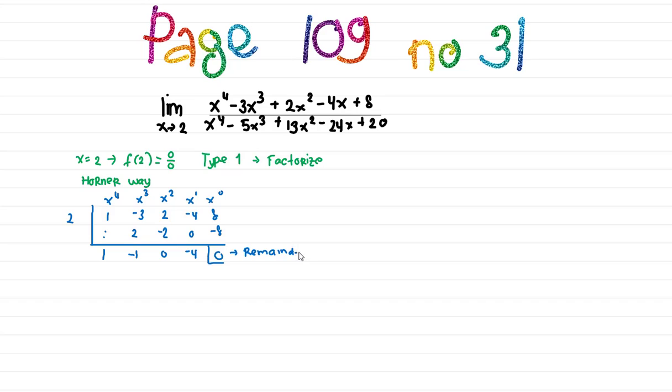And then here what I have is the result of the division, which will be named the quotient. Since it is divided by a divisor of degree 1, the quotient will have a degree 1 less than the function itself. So this will be the coefficient of the quotient with the power of 3. So my quotient will be x cubed minus x squared plus 0x minus 4. So this is the quotient of the first division.